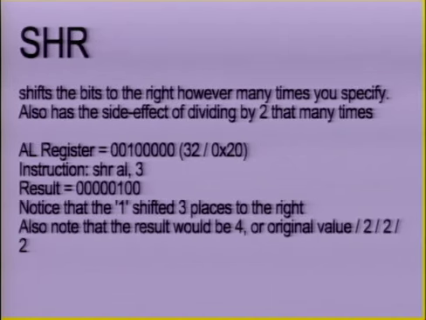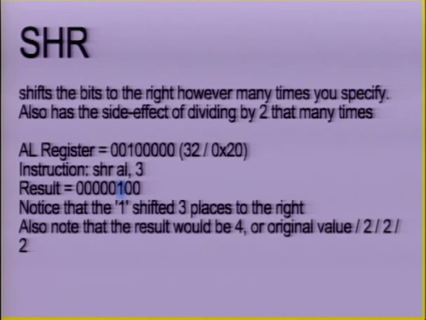Shift right, same kind of deal here. So I start with 32 this time. I'm shifting to the right only by 3, and that'd be like divide by 2, divide by 2, divide by 2, 3 times. So we start with this value here, and then the 1 gets shifted to the right 3 places, and this would actually represent 4. So 32 divided by 2, divided by 2, divided by 2 would be 4.